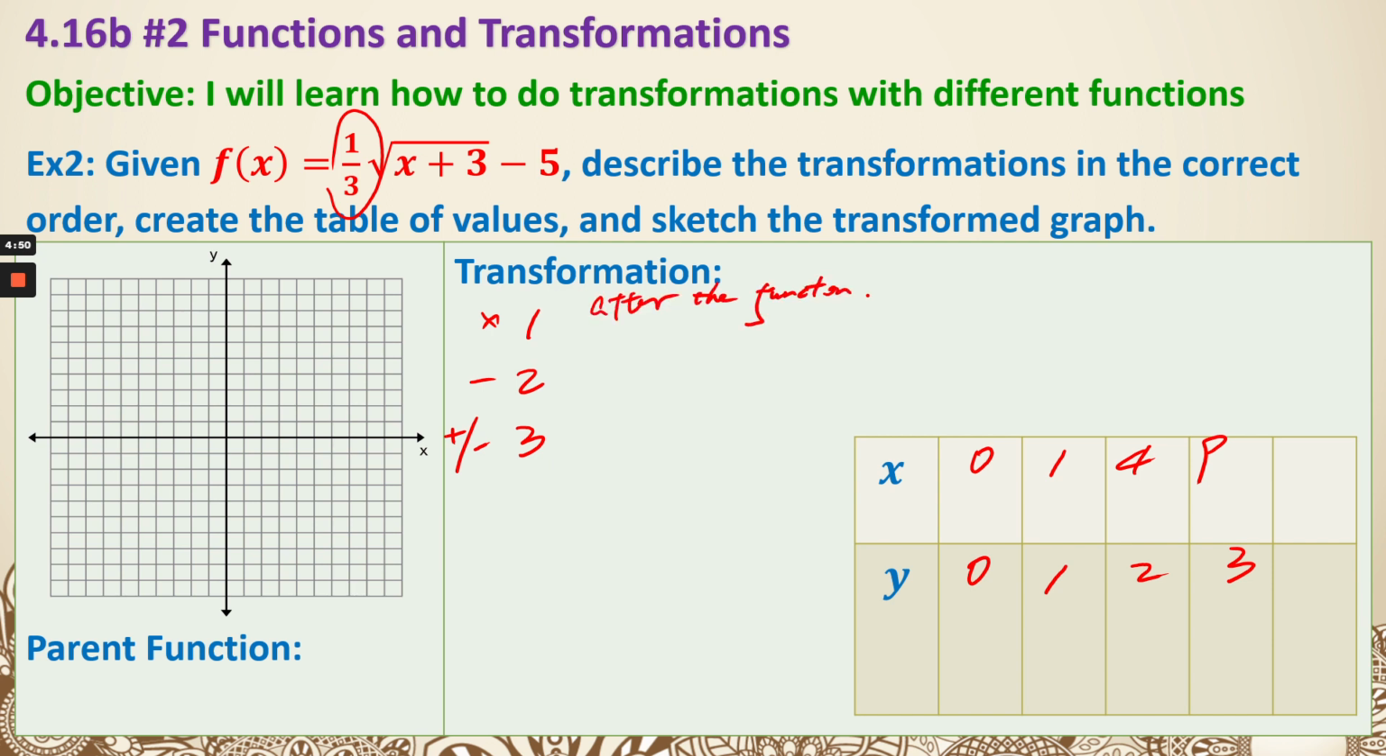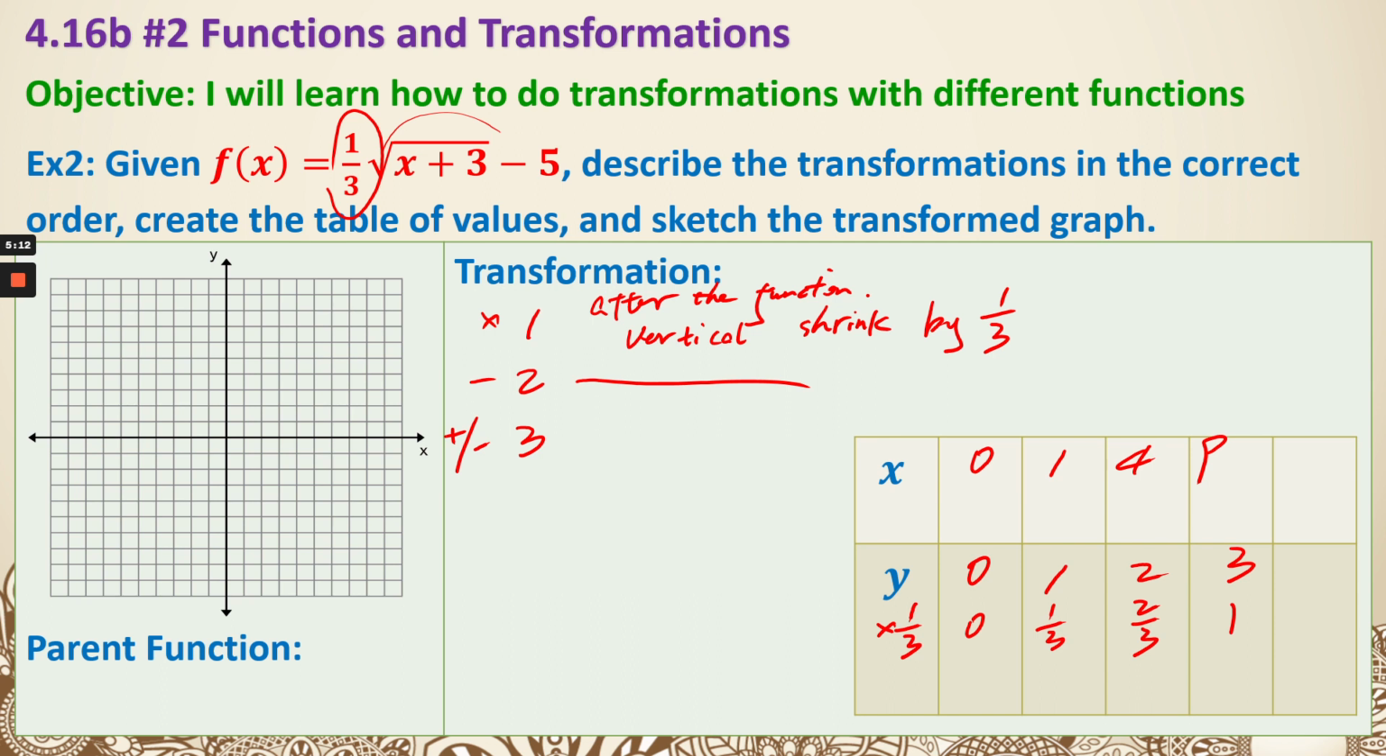Again, that doesn't mean position-wise. It actually means calculation-wise. We do need to actually do the square root and then do the times 1/3. So that means it's going to be a vertical shrink, since 1/3 is less than 1, by 1/3. So we're going to multiply 1/3 on every y: 0, 1/3, 2/3, and 1.